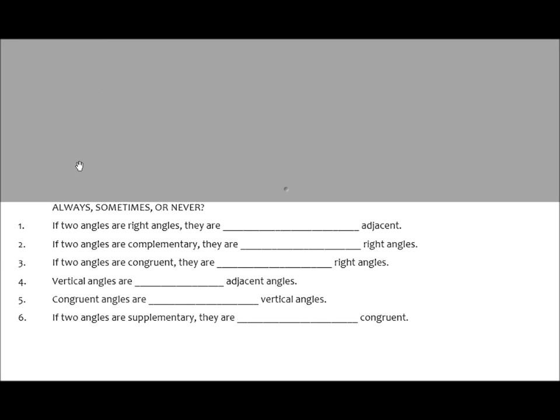Okay, now we need to look at our logic and reasoning skills. We're going to answer always, sometimes, or never, and then if it's sometimes, we'll come up with a reason why. If two angles are right angles, then they are sometimes, always, or never adjacent. Well, the answer is going to be sometimes adjacent. So here's the time when two right angles are adjacent because they're sharing a common side. And here's an example of two right angles that are non-adjacent. So sometimes they're adjacent, sometimes they're not.